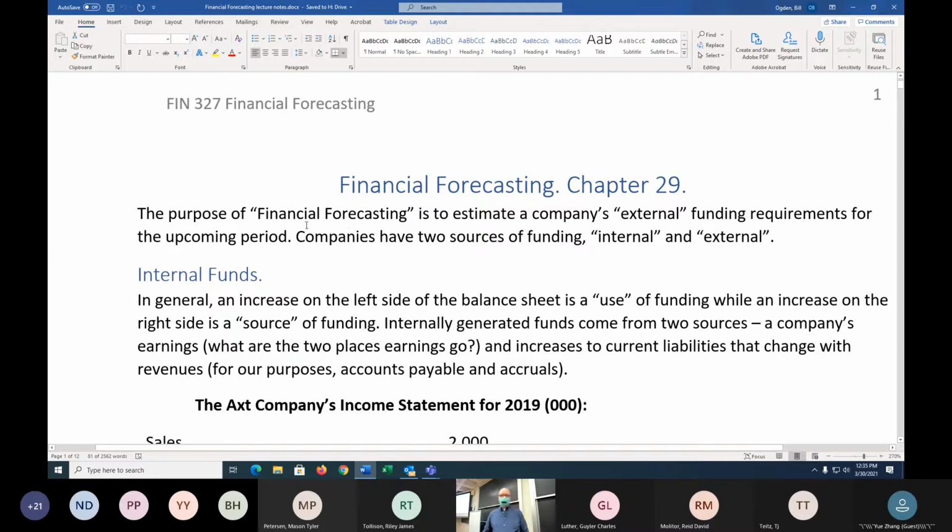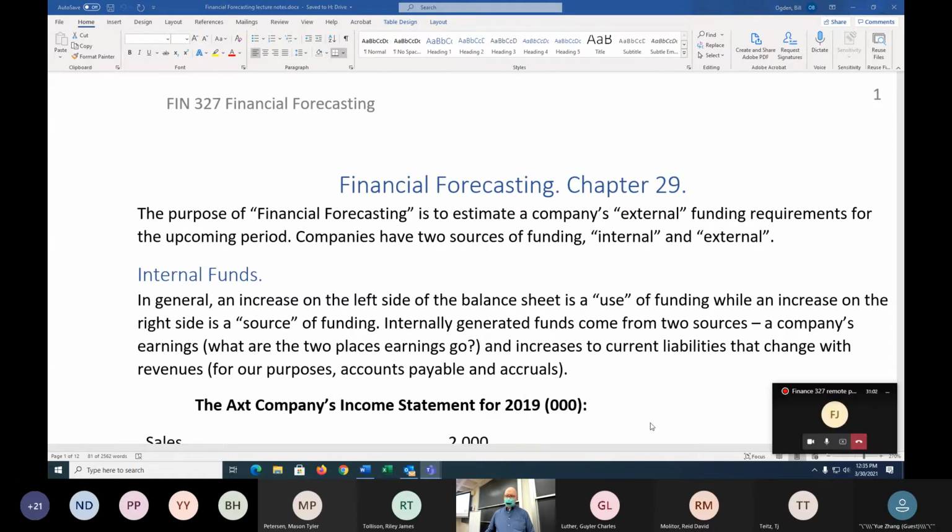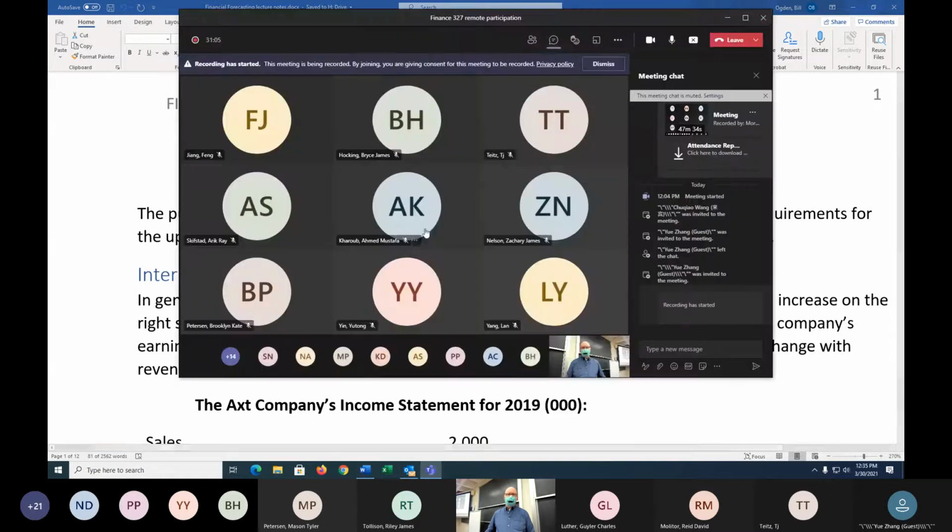All right. Let's begin. We'll be doing financial forecasting. Let me check my status here. Okay, so I have my mic on, camera's on, and I am sharing a file. Okay, I think we're good.